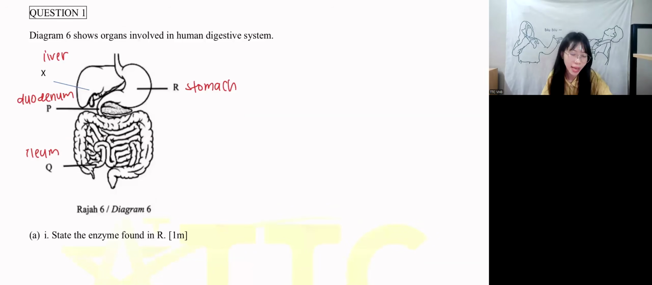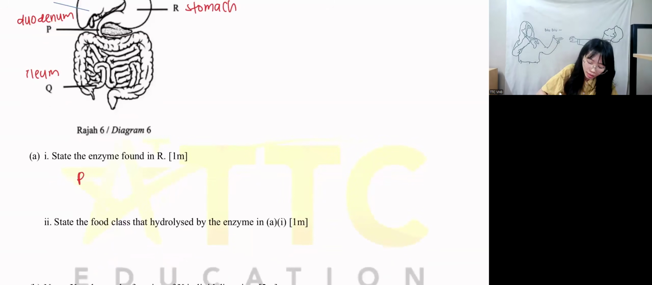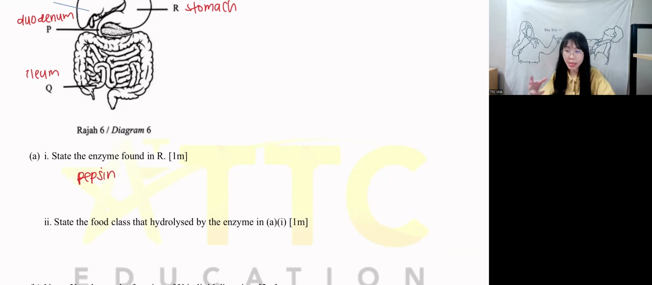State the enzyme found in R. Your stomach has an enzyme to digest protein. The protein enzyme should end with IN. So what is the enzyme in your stomach called? It is called pepsin. Very good. It's either pepsin or rennin, but pepsin is better because your textbook doesn't have rennin. Your textbook only has pepsin. Rennin sometimes you will see in reference books or maybe some exam questions.